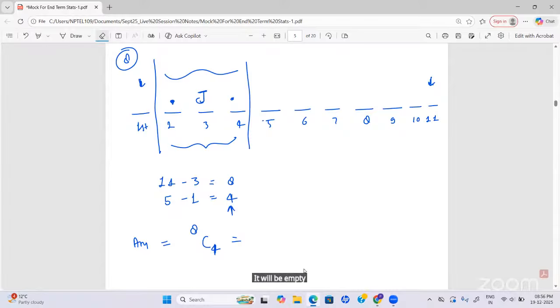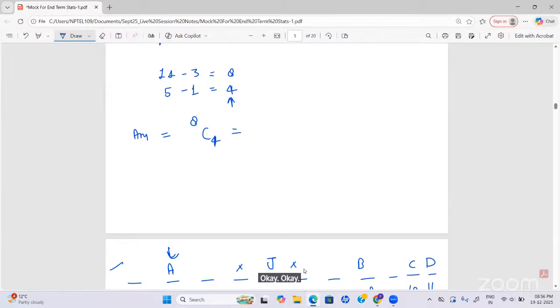Now is this clear to everyone? Yes, ma'am. Okay, you can solve this 8C4. What will be the value of it? 70. Okay.